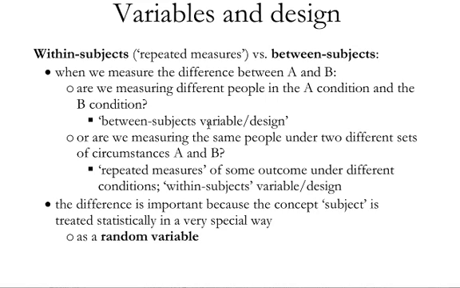So why is this difference important? Well, it's important because, A, these are both feasible designs in most human studies, although we'll see some exceptions later. And they're also important because the concept subject, the person doing the experiment, has to be treated statistically in a very special way. And I'm not going to go into great detail about statistics in this class, but I will talk a little bit about statistics in this particular lecture, just because it's important to understand a few issues that underlie this. Not going to be much technical material. So the concept subject in particular needs to be treated as a random variable.